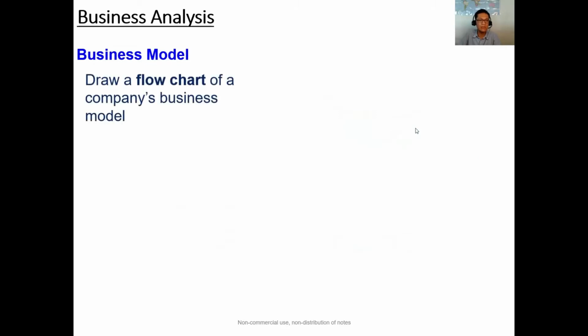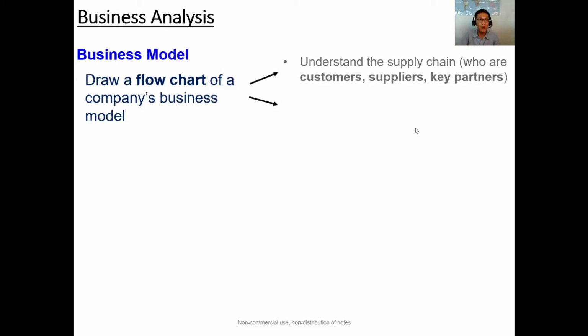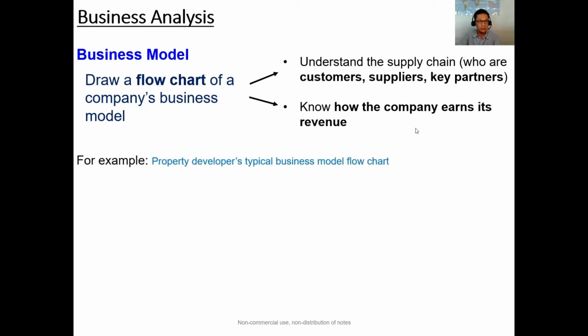For the business model, it's good to draw a flow chart of the company business model, because by doing this, we'll know the supply chain, who the customer, the supplier, and the key partners are. And we also know how the company earns their revenue. So for example, a property developer business model flowchart will look like this.